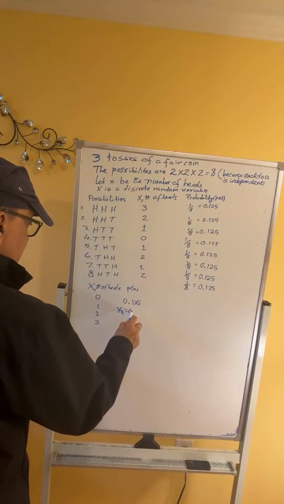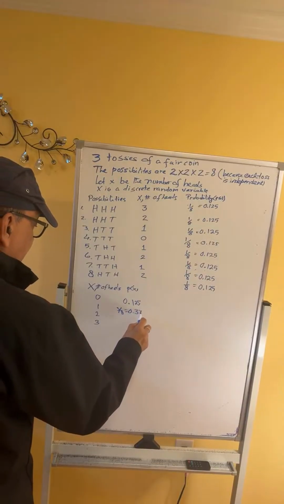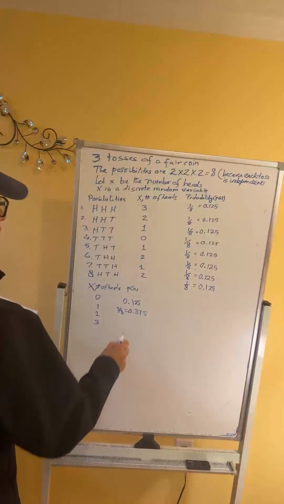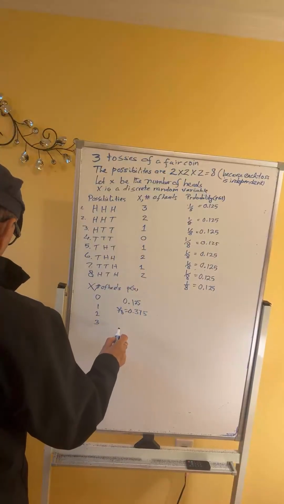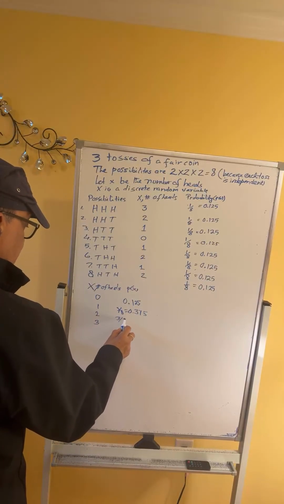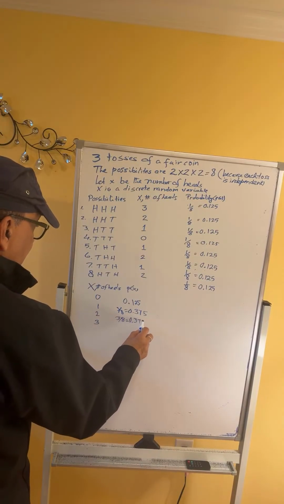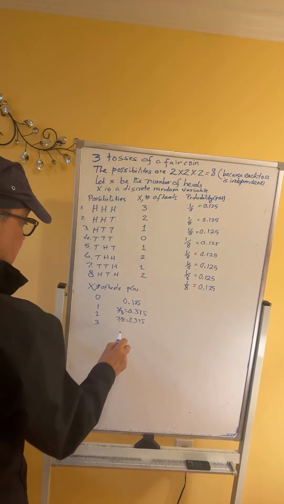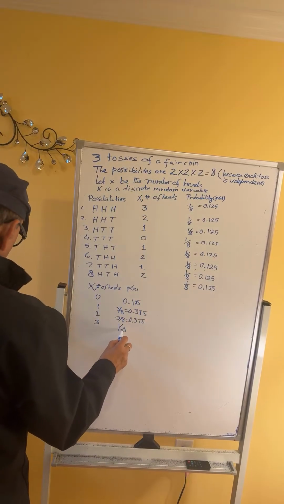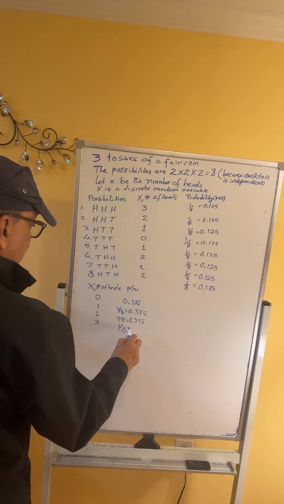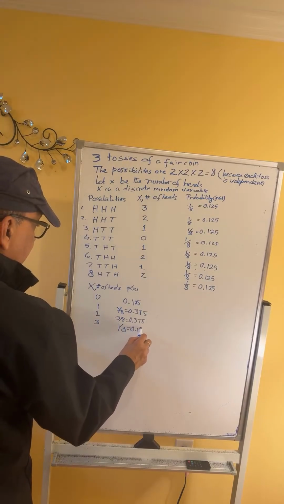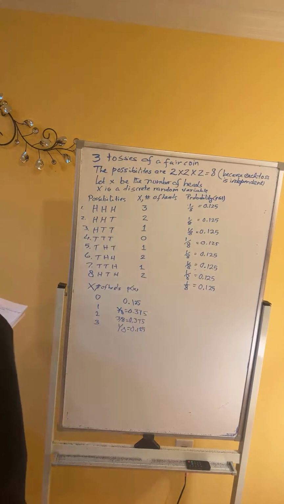is equal to 0.375. 2 appears 3 times also, so it is 3 out of 8, which is 0.375. And 3 appears in the list one time only, 1 out of 8, or 0.125. Okay?